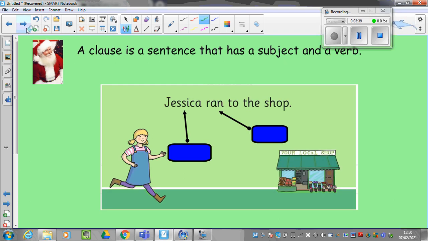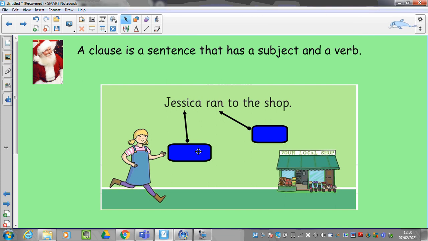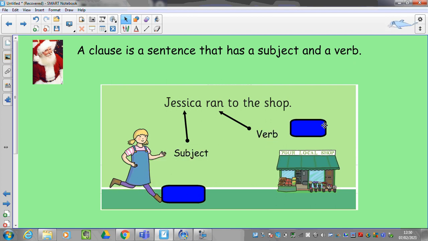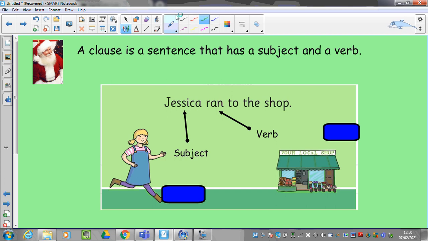A clause is a sentence that has a subject and a verb, as we know. So let's have a little look under here. This is a trick for you. I want you to see if you have absorbed what the previous slide said. Tell your grown-up, what is the subject and what is the verb in this sentence? Pause now, tell your grown-up. Welcome back. We said that Jessica was the subject and ran was the verb. Well done if you got that right. And what was that special name for a sentence that we're using today? It's clause. Yes, Santa Claus, or clause like this.